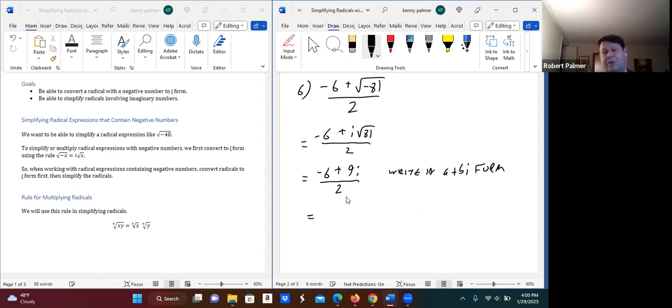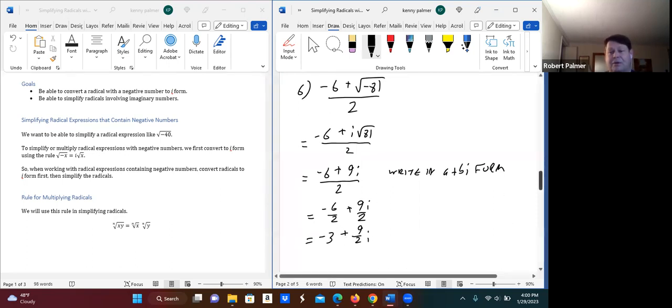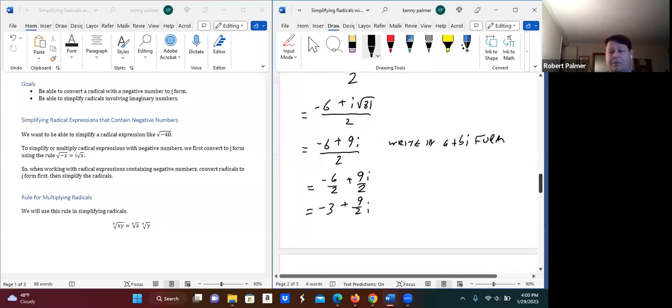So since we're adding here, we can separate this into two fractions. Negative 6 over 2 plus 9i over 2. And we can actually simplify the first one. Negative 6 over 2 is negative 3. Then plus, we can't simplify 9 over 2, so just leave that as 9 over 2 times i, and that's our simplified result. And once again, this is often the kind of solution you'll get when solving a quadratic equation with the quadratic formula.